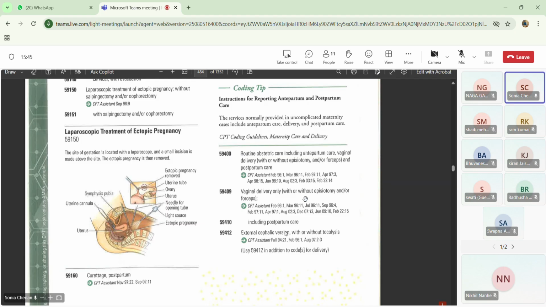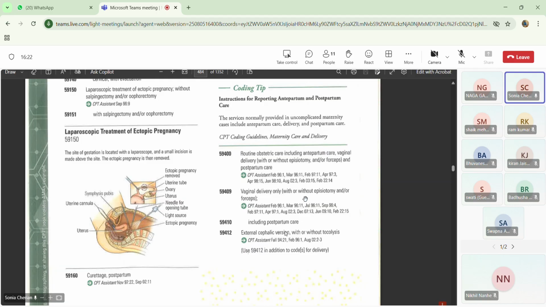Okay. Now, sometimes there is some group of women who will take antepartum care from one hospital, and she will go to her home for the delivery. Once she goes to her home, she might change her hospital, her doctor, her gynecologist, and there she might get her vaginal delivery and her postpartum care.